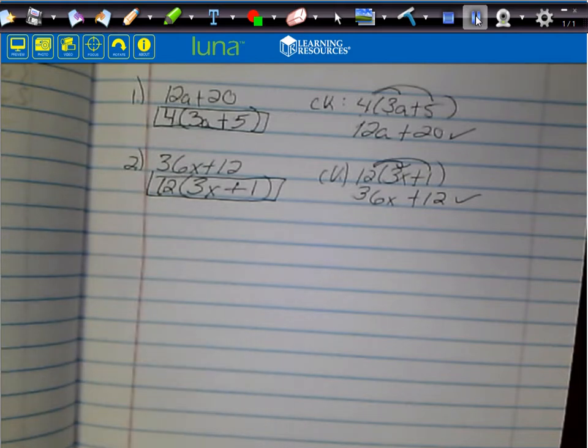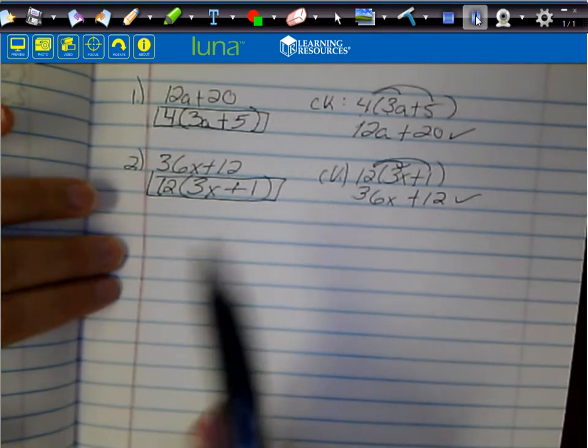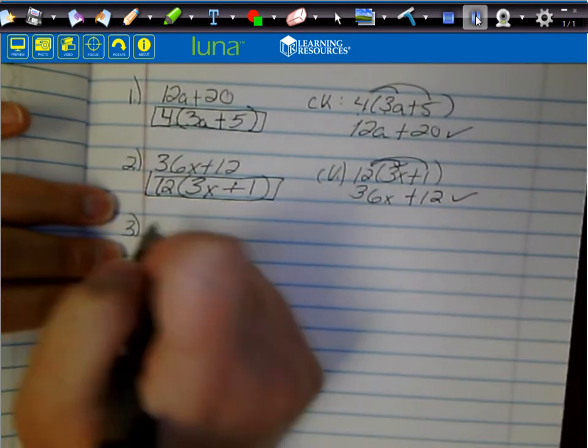So there's number 2. Now we're going to look at number 3. Again, please make sure you have this part and the check written before you move on.